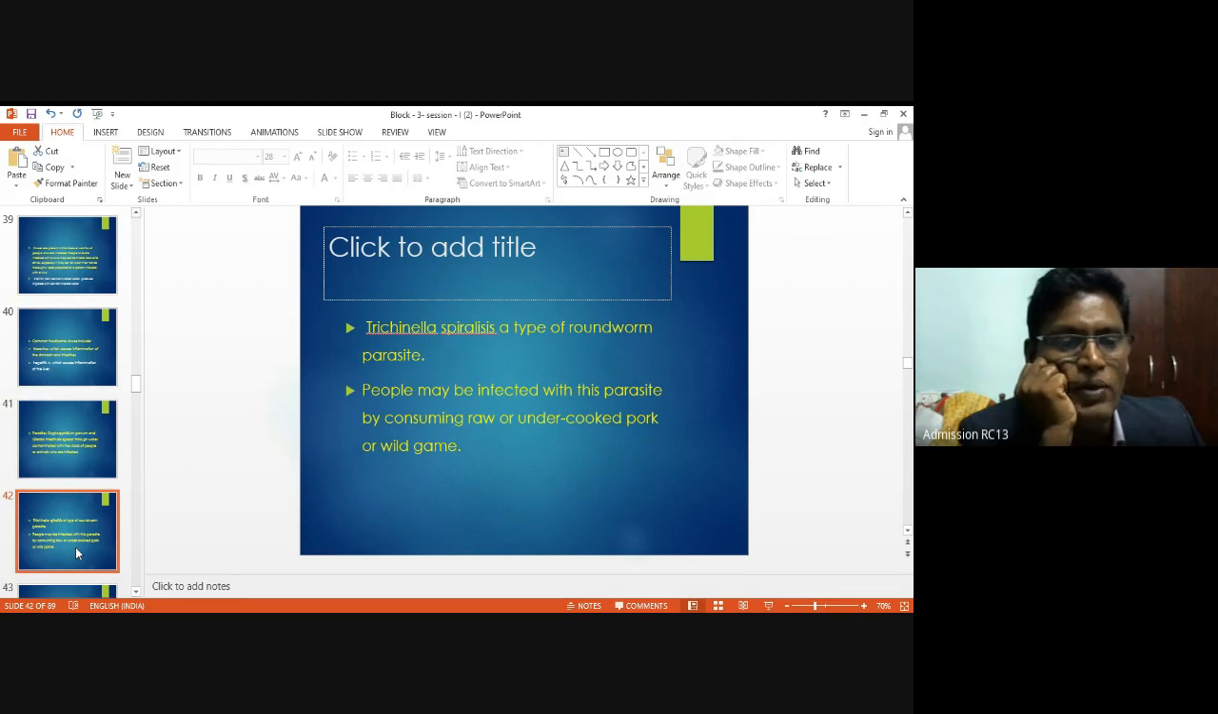See, some of the worms may be present in the food, say for example the pork, and people who eat this undercooked food get infected with this parasite. So the food is not properly cooked, and this worm infects human beings and causes problems.